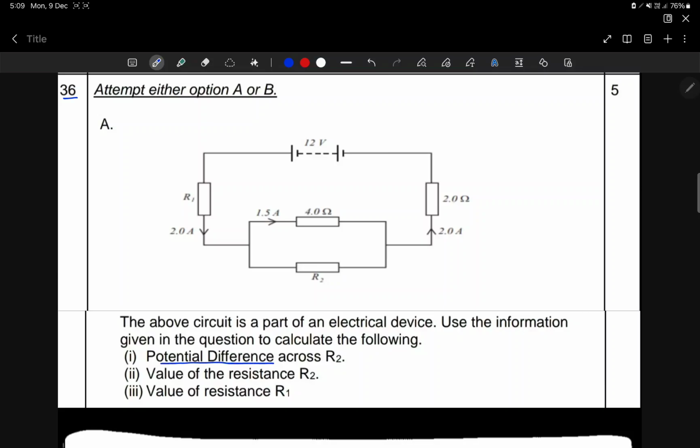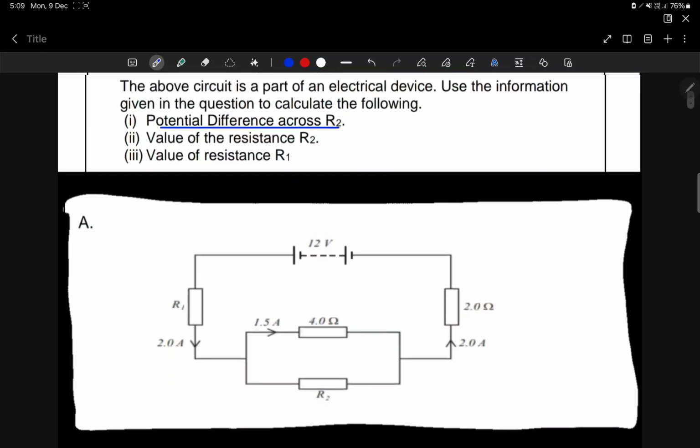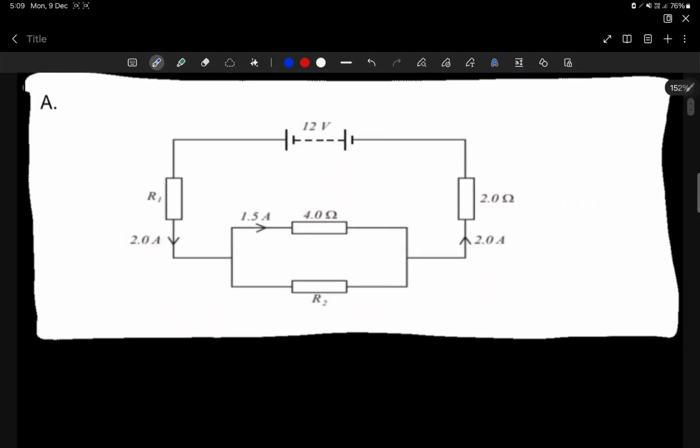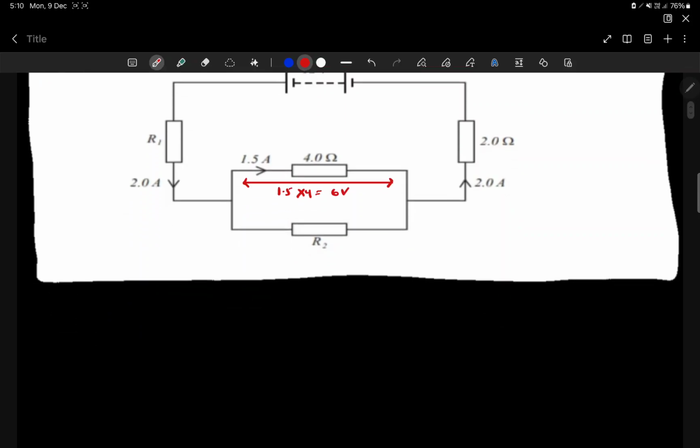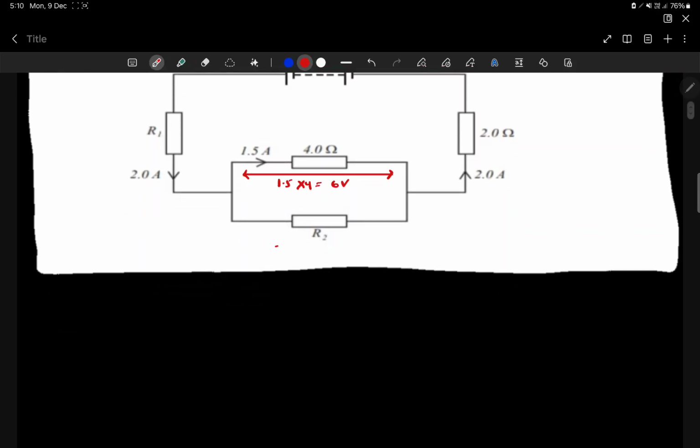First, it is asking potential difference across R2. Now see the diagram. In this diagram, 4 ohm and R2 both are in parallel with respect to each other. That means we know in parallel combination potential difference remains same. That means potential difference across 4 ohm resistor is equal to potential difference across R2. So now find what is the potential difference across 4 ohm. V is equal to current into resistance. So 1.5 into 4, that is your 6 volt. That means potential difference across R2 is 6 volt.